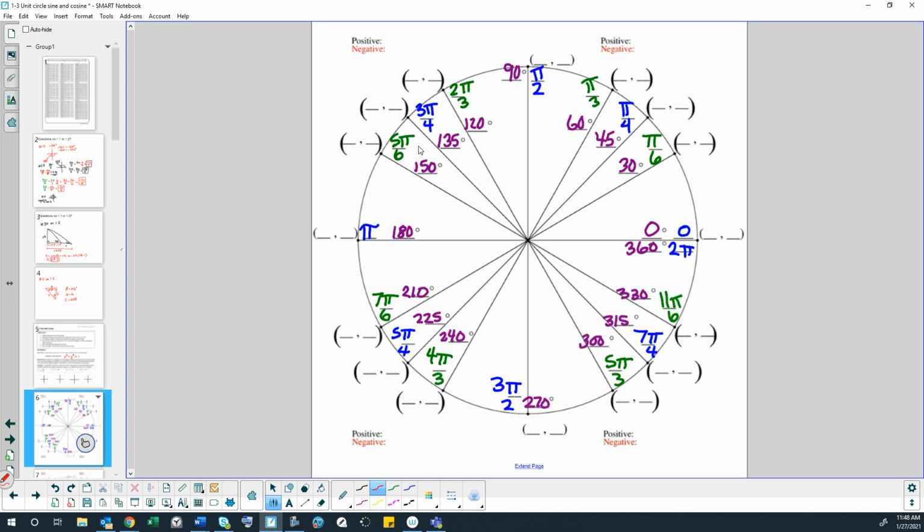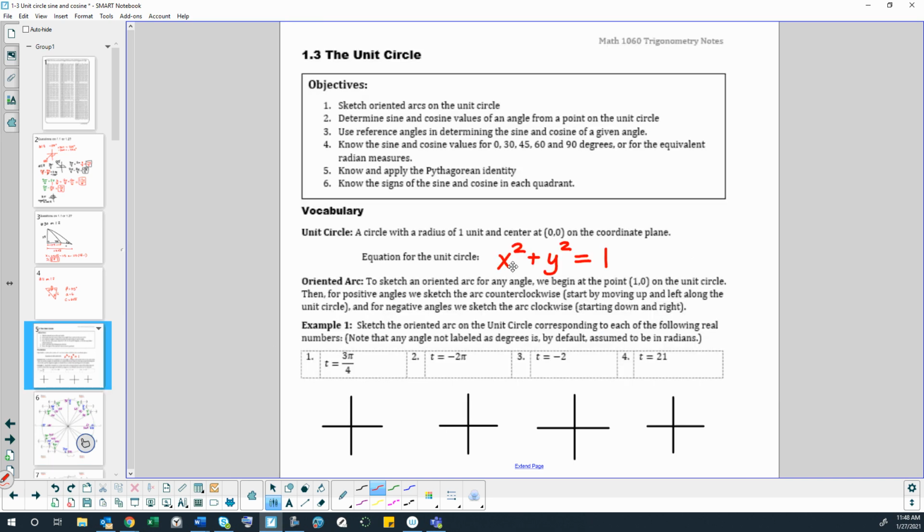So we already know where all of the angles are located. This would be good stuff to memorize, things that would be good to practice, to drill yourself on where those are if you need to. Okay, so now let's learn about what that unit circle actually means.